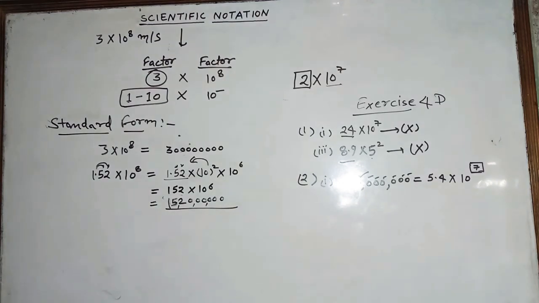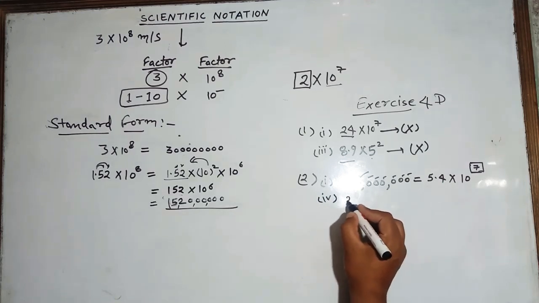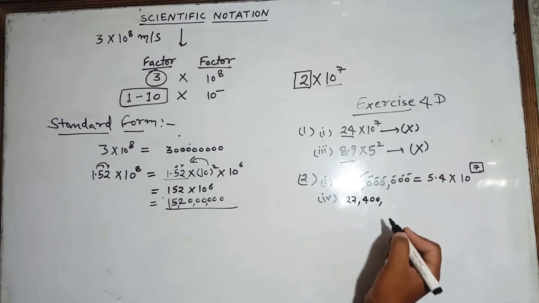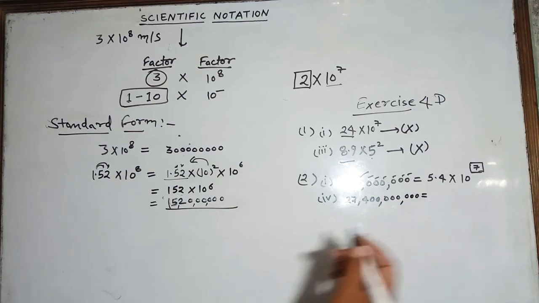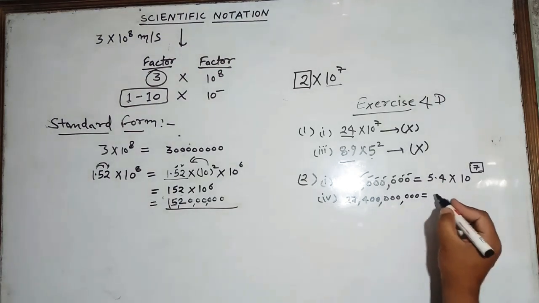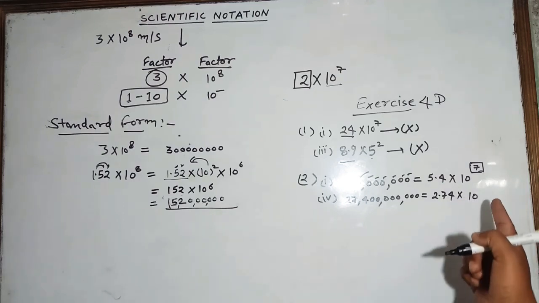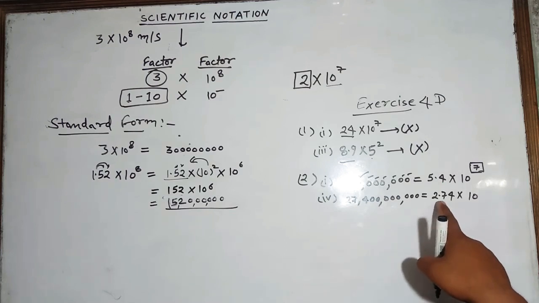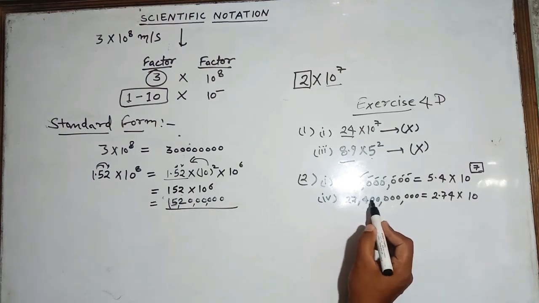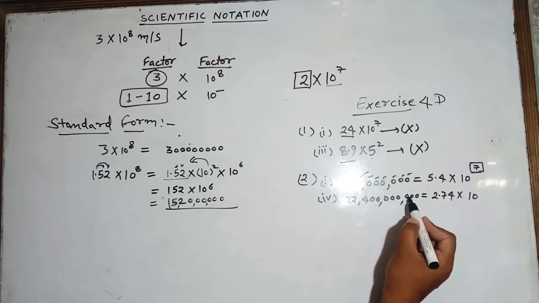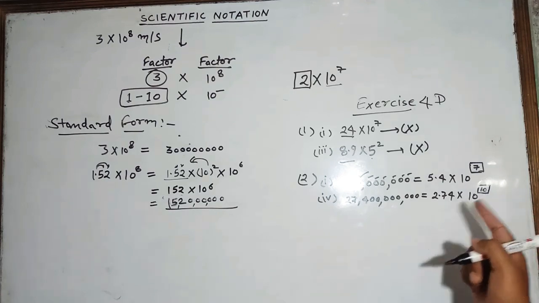Now in the same way, the fourth part: 27,400, 1 2 3 and 1 2 3. So it will be equal to 2.74 into 10 to the power what? Again a blank is here. Now you can see after 7, before 7 here is the decimal. So from here you will count after 7: 1 2 3 4 5 6 7 8 9 10. So 10 to the power 10 will be our answer. Here in the blank you will write 10.